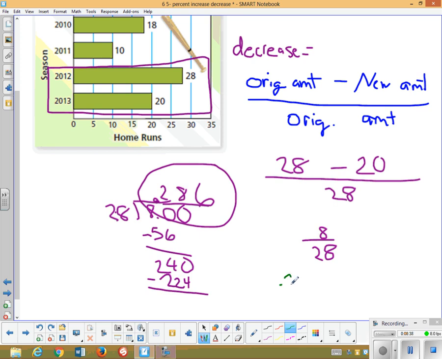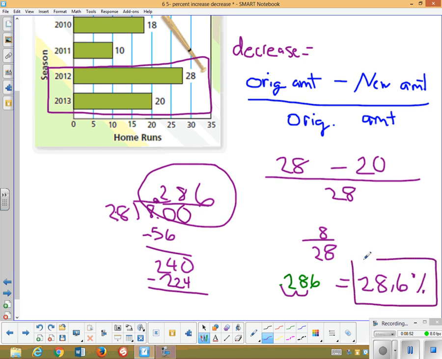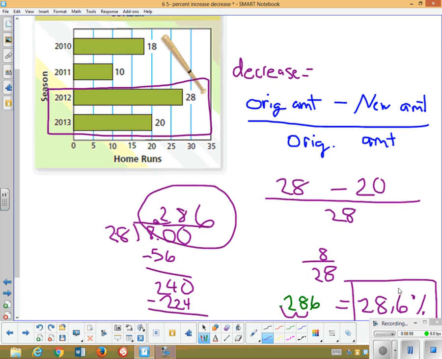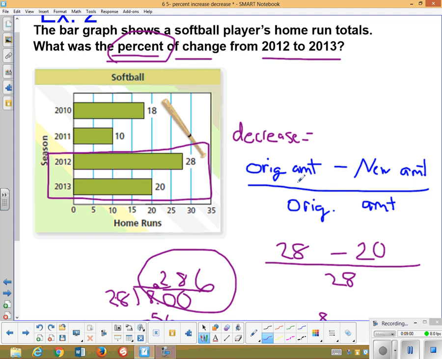Let's write this down. 0.286, move it 2 to the right. My percent will be 28.6%. So my home run average went down by 28.6%. So this is the amount it went down by. I know it went down by 8, but what was the percent? 28.6. So again, this formula is used to find the decrease of an event or an amount.